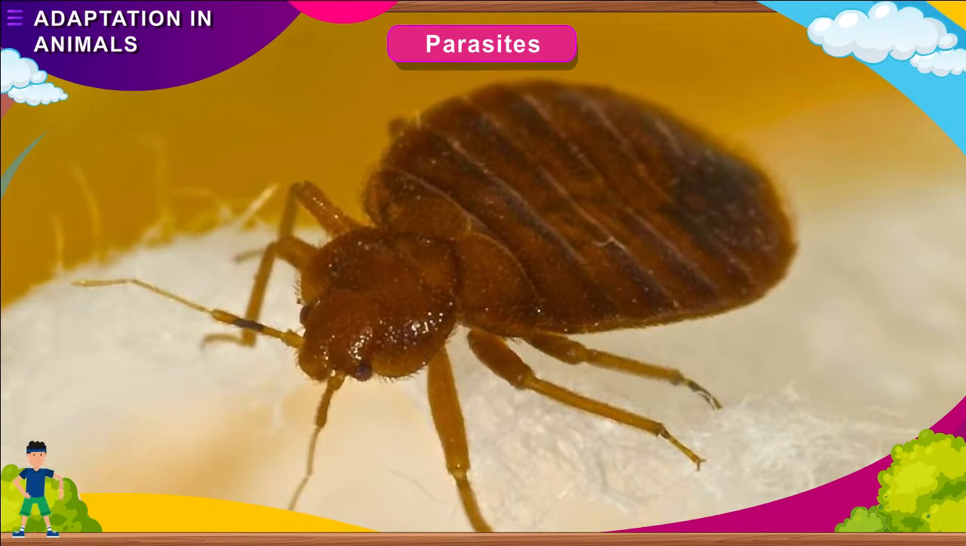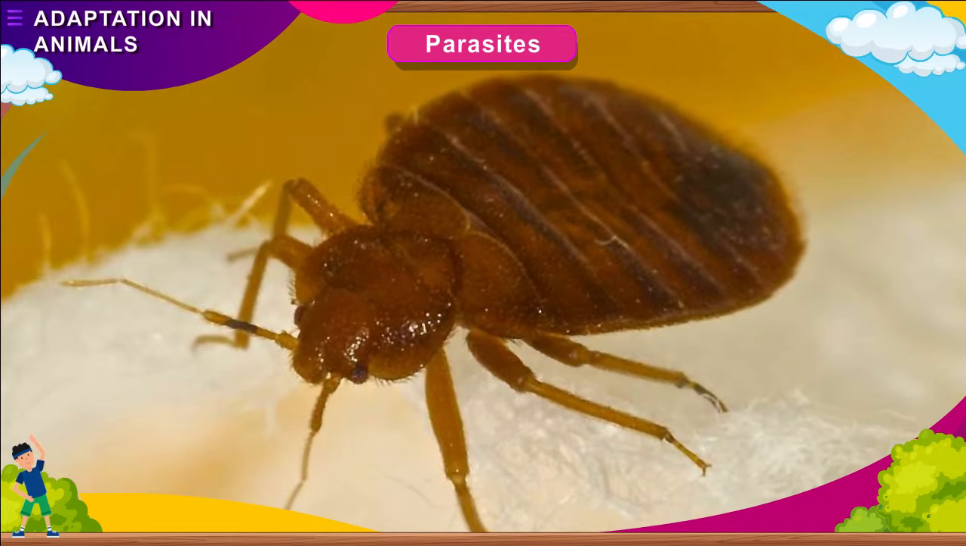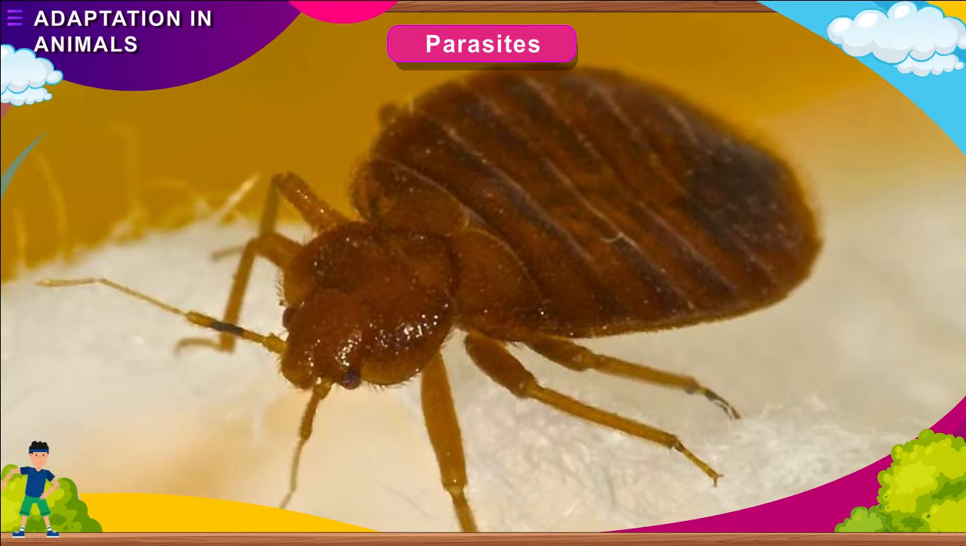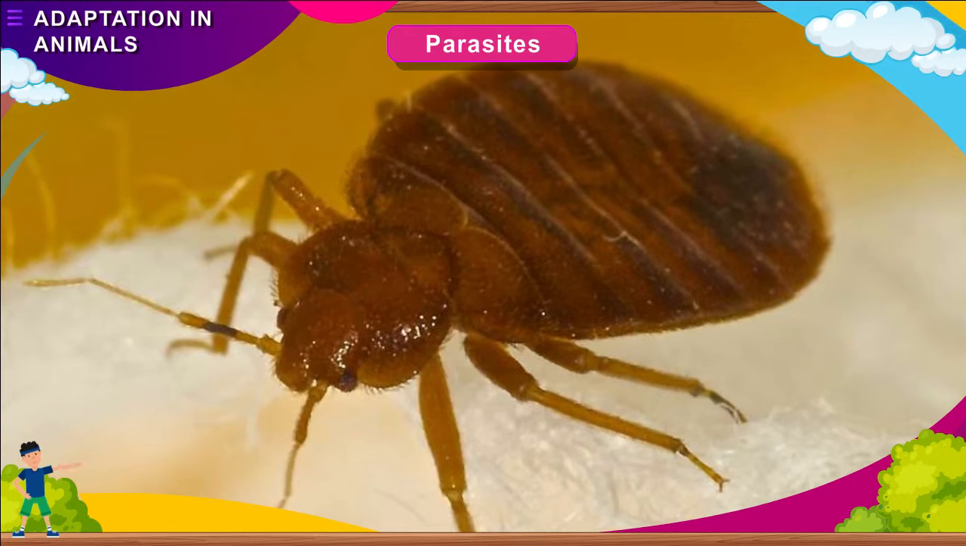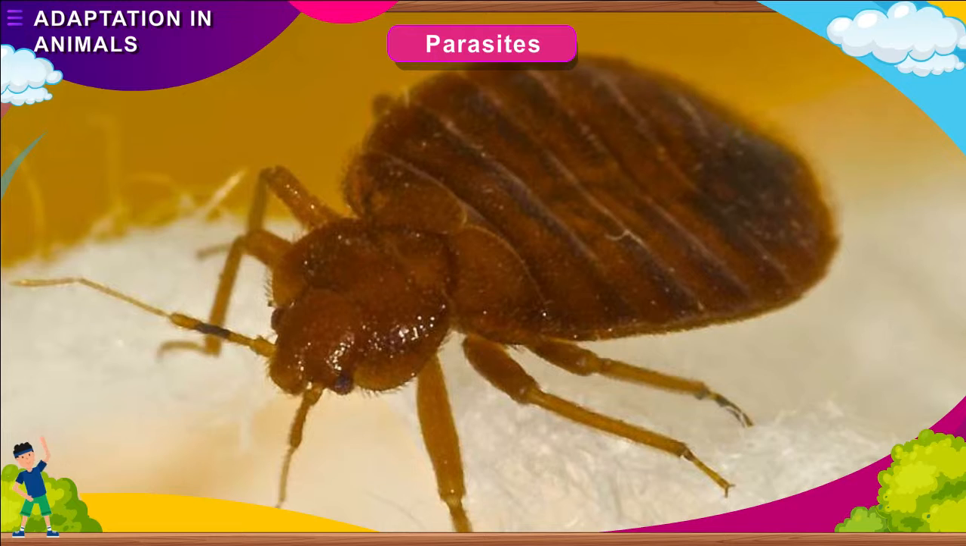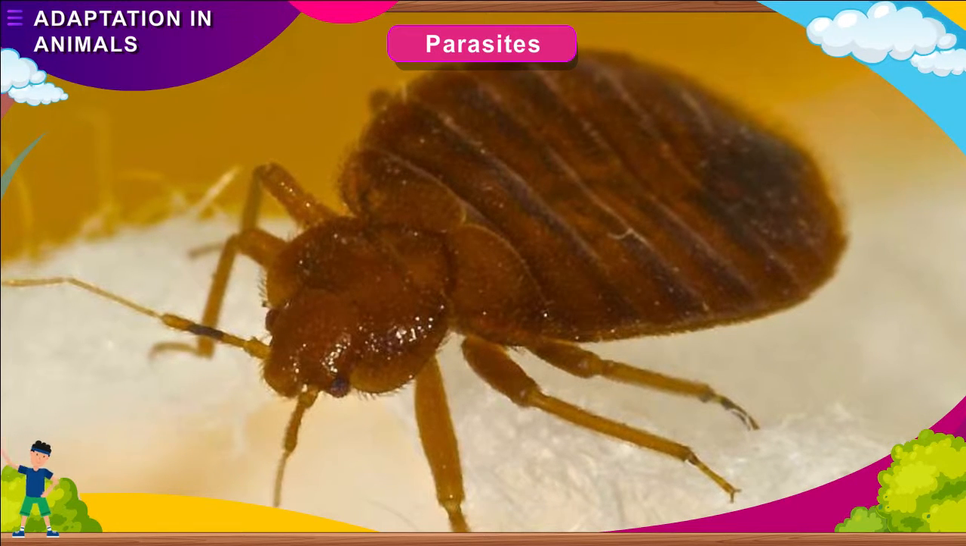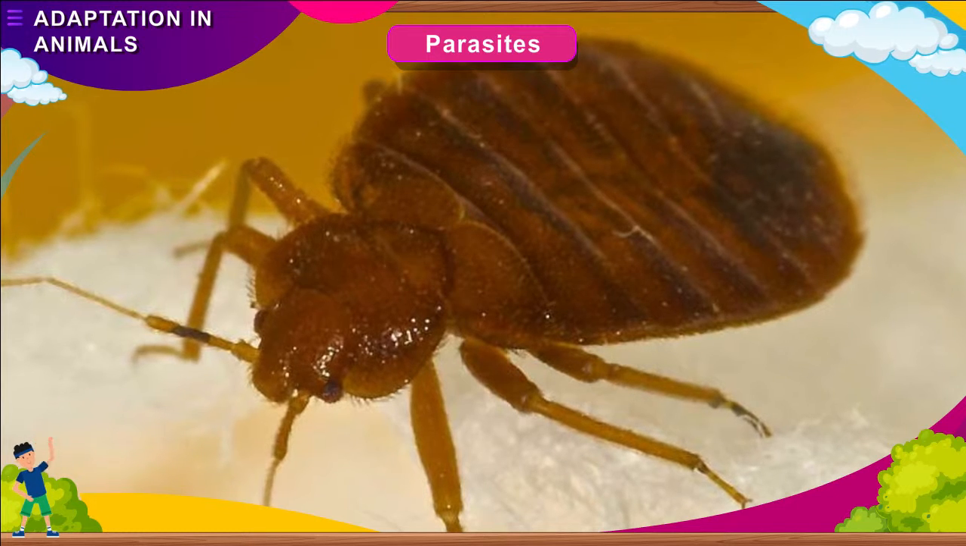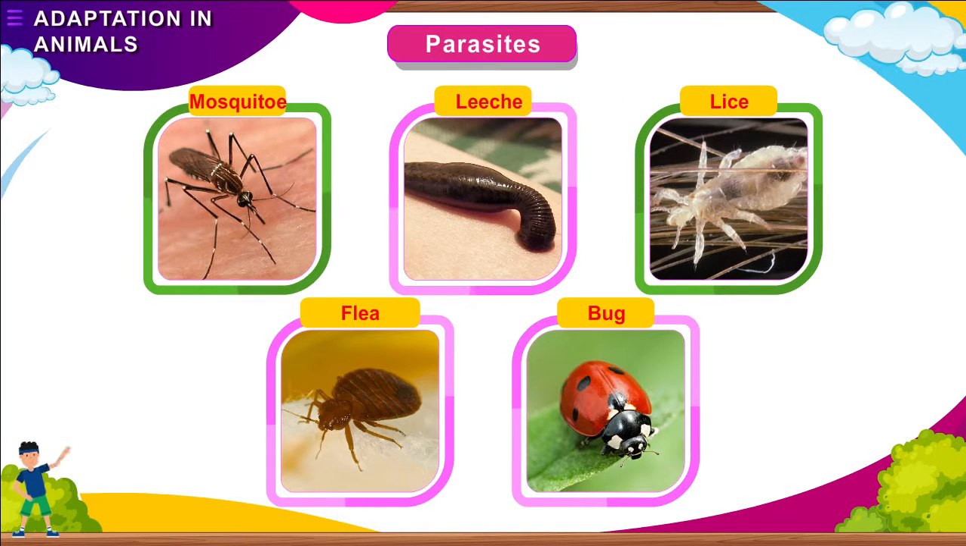Parasites. Parasites are small creatures which live on or inside the body of other animals or hosts. They depend on the host for their food. Some animals depend on other animals for their food. They are called parasites. Mosquitoes, leeches, lice, fleas, and bugs suck blood from other animals.